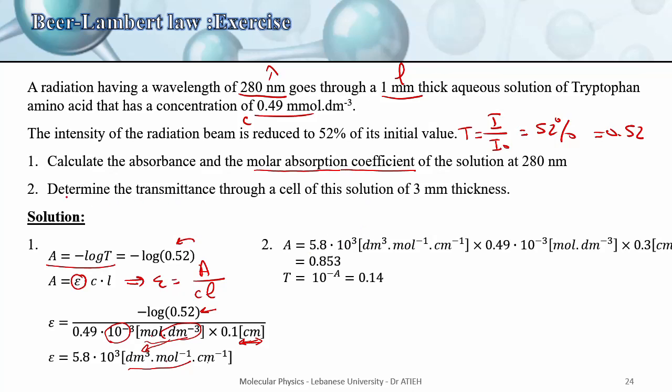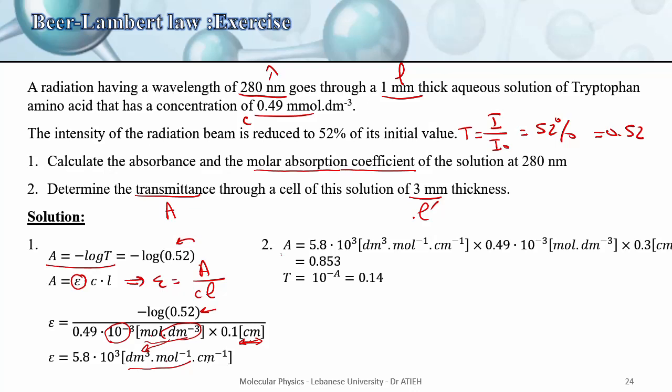Now, in the second part, determine the transmittance through a cell of the solution of 3 millimeter thickness. He's asking me to find the transmittance, which means I have to find A. And he's giving me the thickness, L, or let's call it L prime. Absorbance is related to the thickness, because we have said that when the thickness increases, the absorbance will increase for sure. When the concentration increases, the absorbance will also increase.